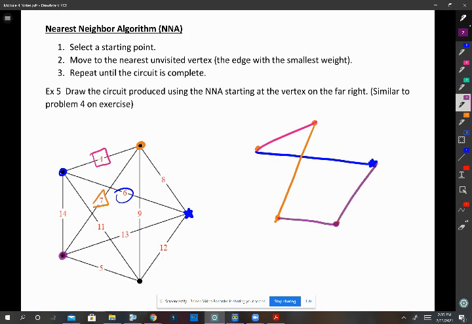And so that would be the circuit that we make if we were going to use the nearest neighbor algorithm. And so again, we start where it tells us to. They'll always tell us where we're going to start. And then we just go shortest distance until we make a circuit, which means we visit every dot without visiting it more than once. So you can only have 2 lines coming off of each dot.